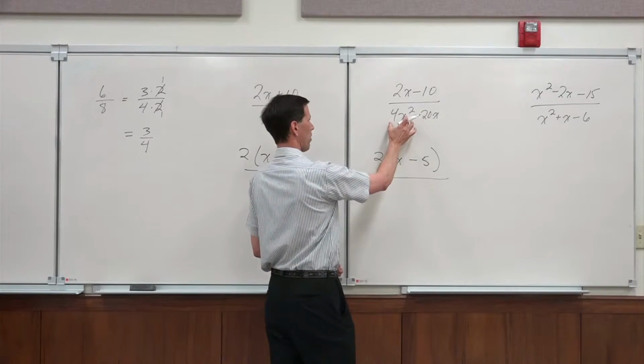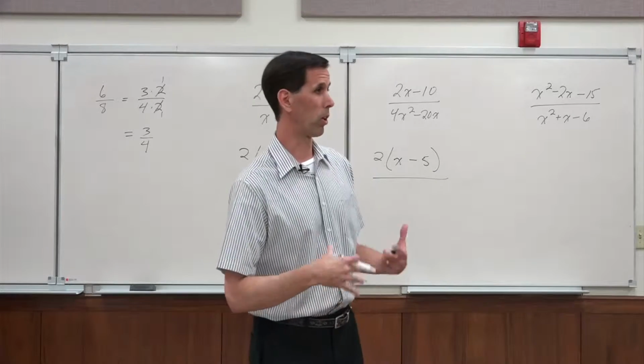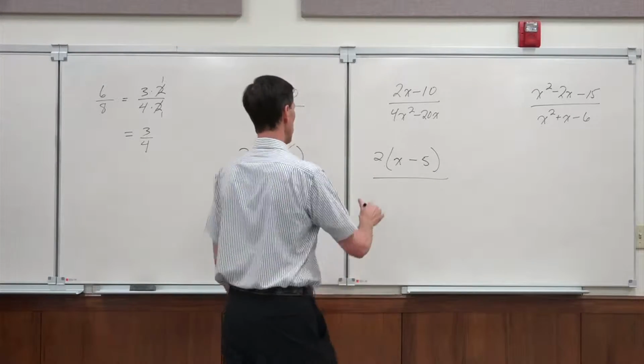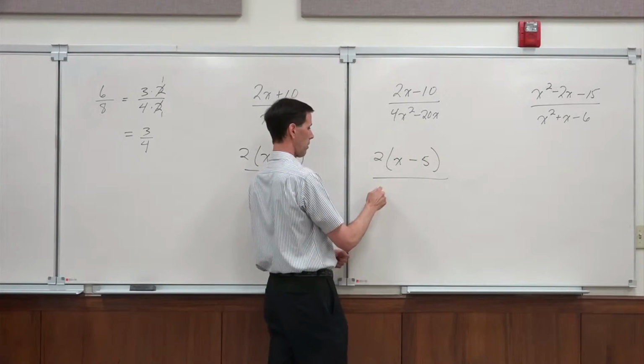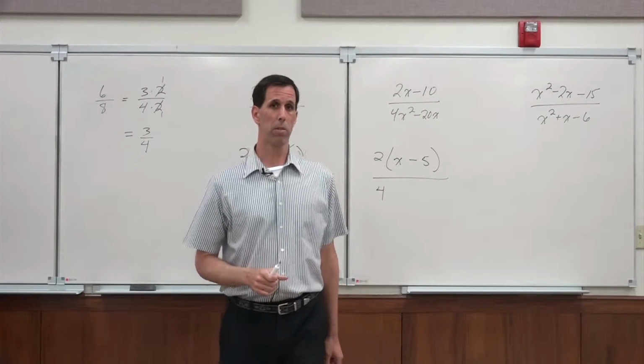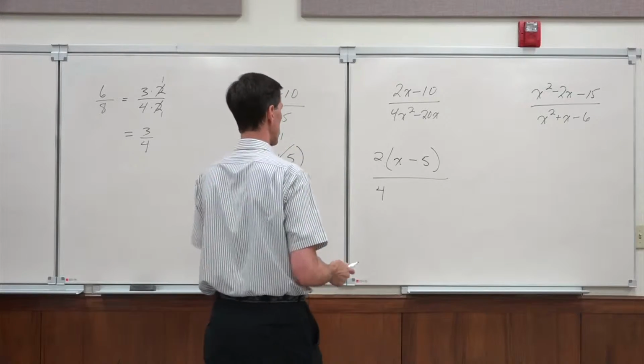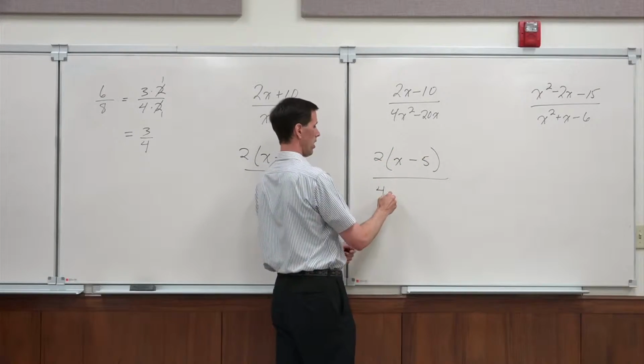Divided by, on the bottom, I've got 4x squared minus 20x. We have another situation down here where you want to look for a greatest common factor first. If you look at 4 and 20, their greatest common factor would be 4. Both of these terms in our denominator do happen to have the variable x, so we want to take out the smallest exponent again, which would just be an x.